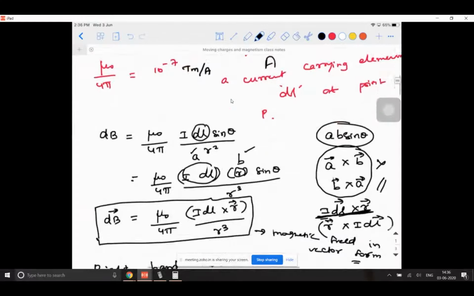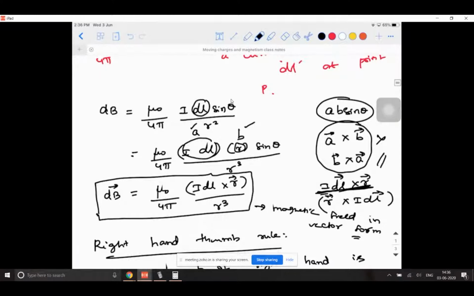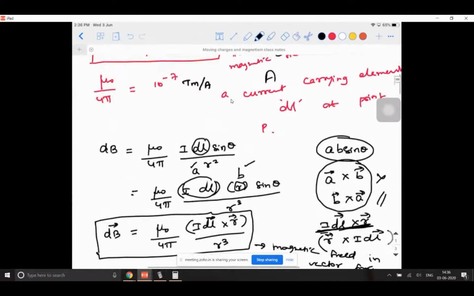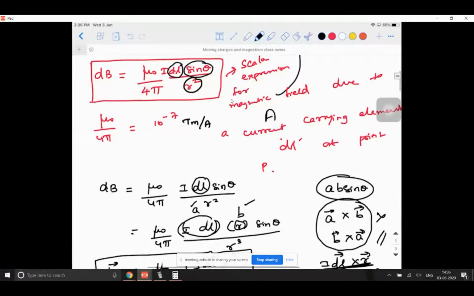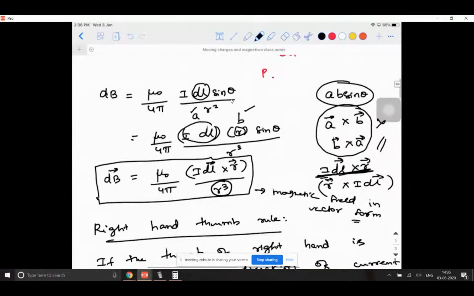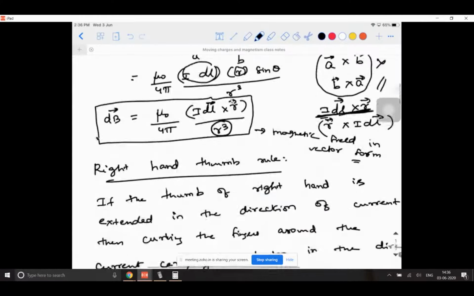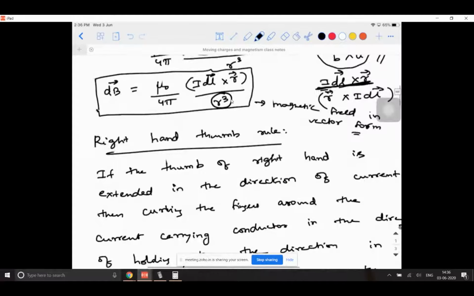If the same thing is written in vector form, we write it as mu naught divided by 4 pi into dl vector cross r vector divided by r cube. And I also stressed the point that when you write it in the scalar form, the denominator will be r square. When you write it in the vector form, the denominator will be r cube. So please be careful about it. Then we saw the right hand thumb rule.